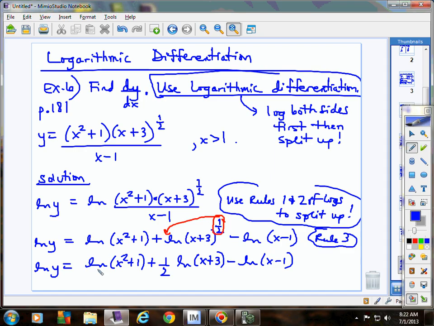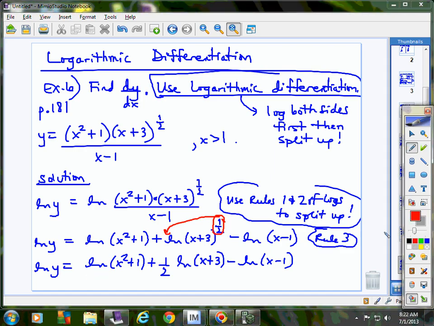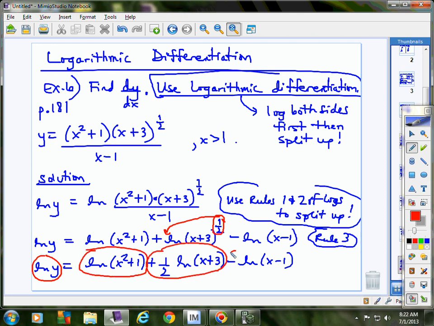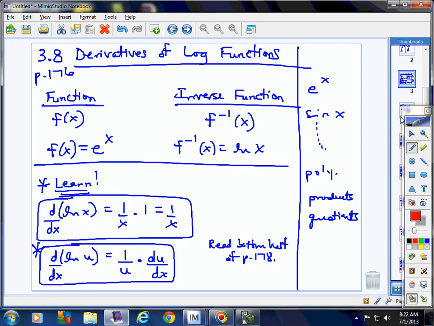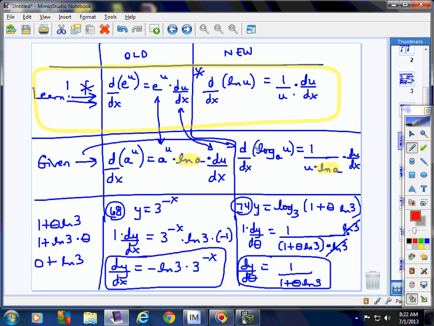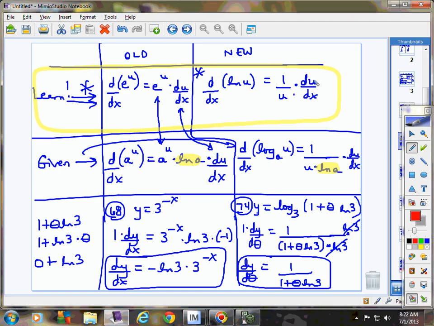Now we're going to find the derivative of all 4 of our terms. 1, 2, 3, 4. And every one of them is a log term. So let's go back to our notes. When you find the derivative of ln of something, you put 1 over the stuff times the derivative of the inside. We're going to do that 4 times. So we've got 4 log terms, right? We're using this important must-memorize formula.